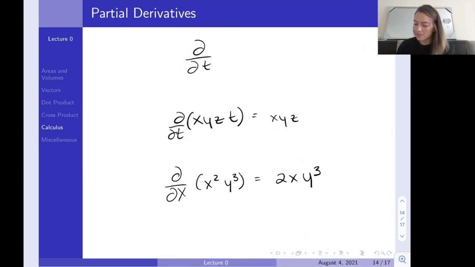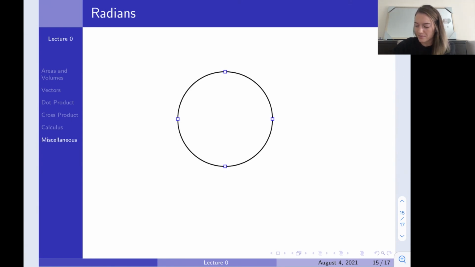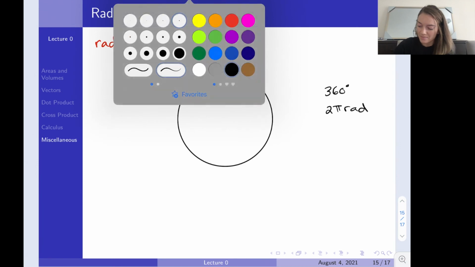Okay, so then let's go on to radians. We're not actually going to use radians in this class, but almost nobody knows what a radian actually is, so I figured I'd go over it. So if I have a circle, we know that a circle has 360 degrees, and we know that a circle also has 2 pi radians. So what actually is a radian? Well, a radian is not equal to pi, so let's get that out of the way. So what is a radian then?